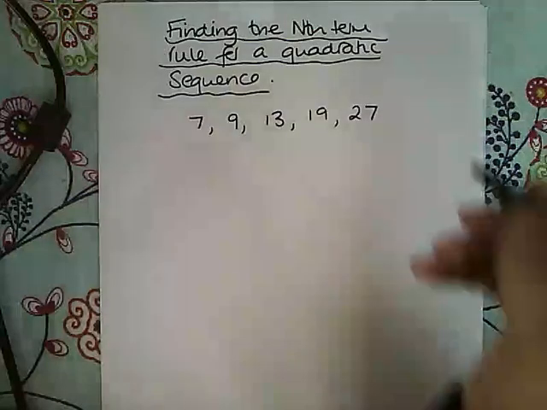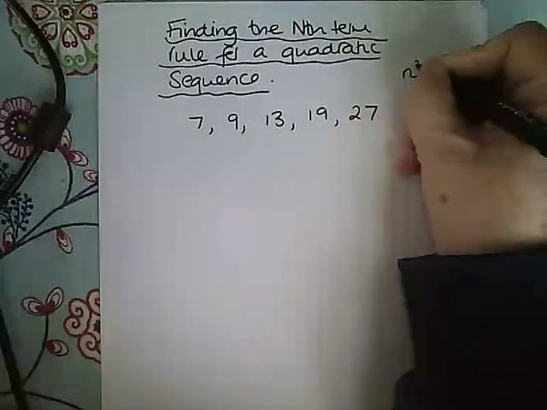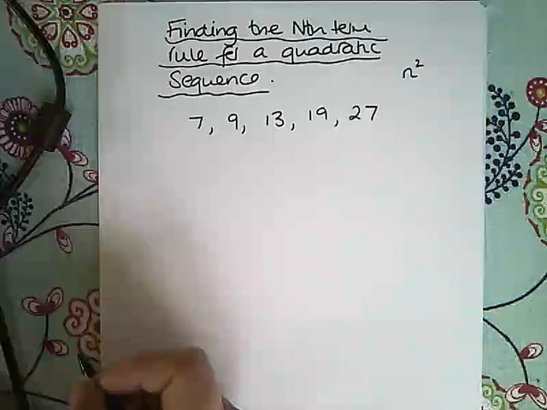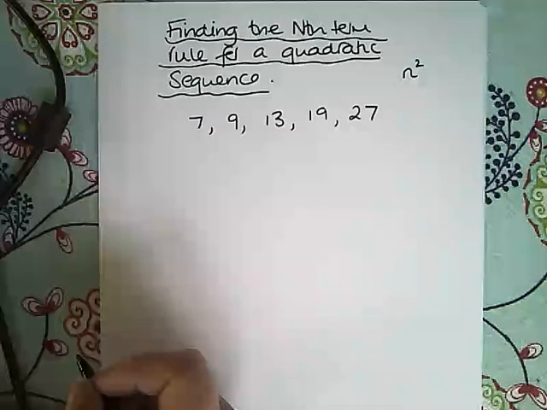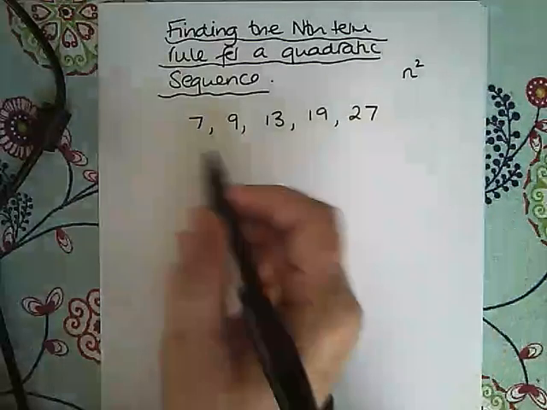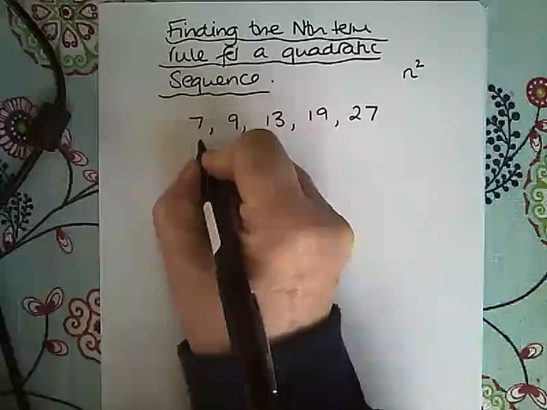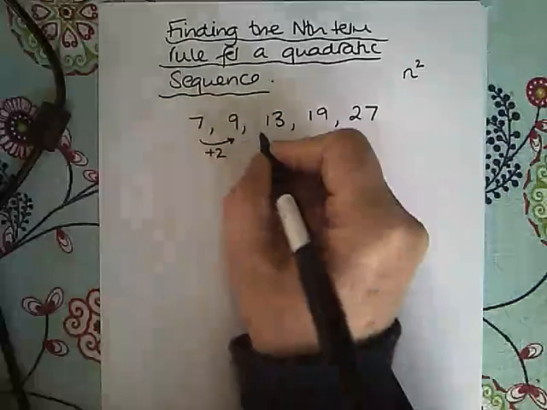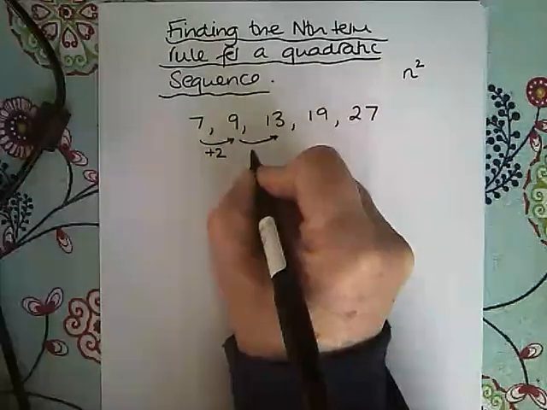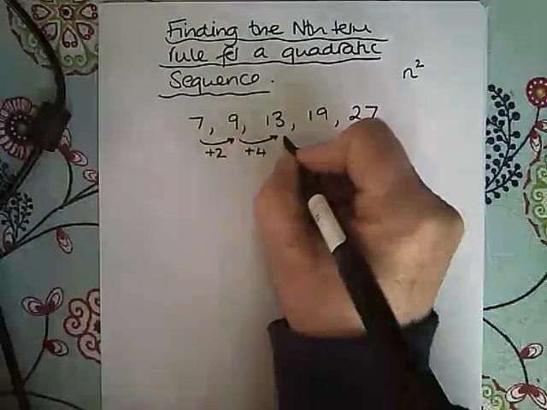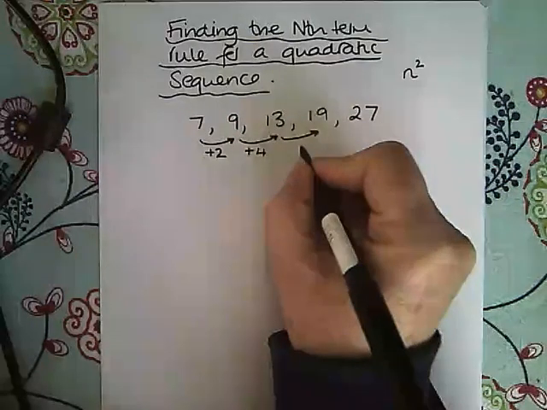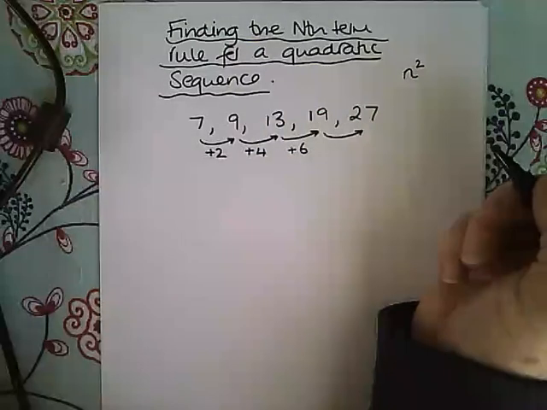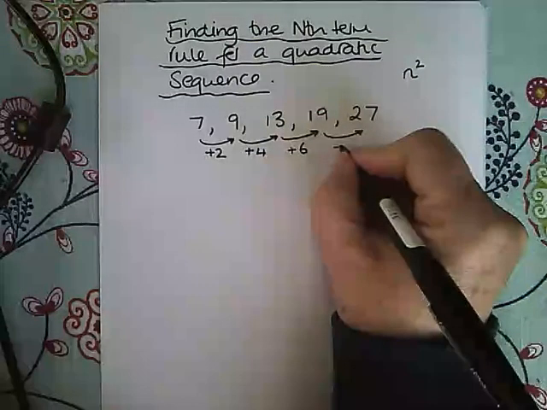A quadratic sequence is a sequence that has n squared in the algebra that describes it. So we start off by looking at our sequence and working out the difference between each term. To get from 7 to 9, I have to add 2. To get from 9 to 13, I have to add 4. From 13 to 19, I have to add 6, and from 19 to 27, I have to add 8.